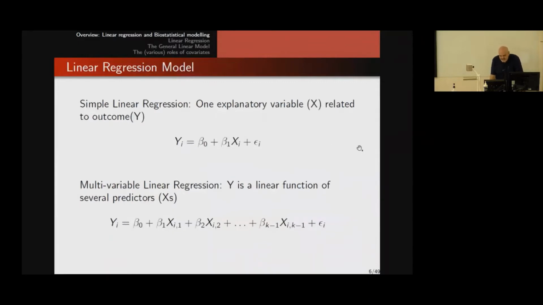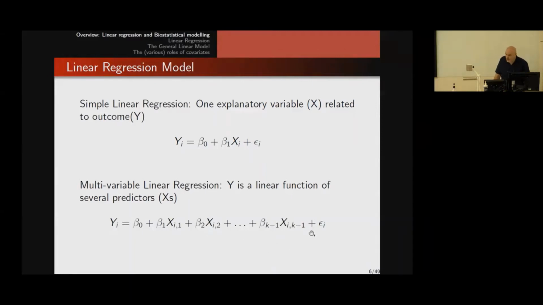Okay, so let's look at our first model. Today we're going to talk about simple linear regression, which means one explanatory variable related to an outcome in a linear way. And here it is here. I will talk about this in a little bit more detail. We can extend this same model and bring in several predictors. Okay, so here we have several X variables or predictors.